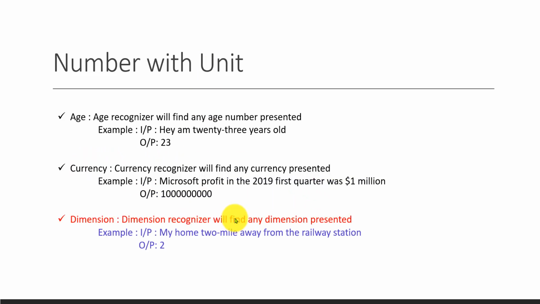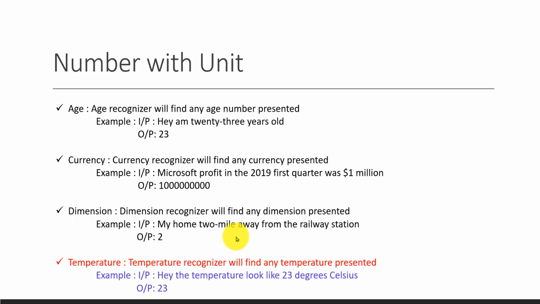Okay, the third one is dimension. If any dimension is found in the text, let's say for example, "My home is 2 miles away from the railway station," this will return the value 2 and the unit is mile. And finally, temperature. This was also already explained, and works the same way. If you give any text, it will return a value like 23 and the unit type is Celsius.